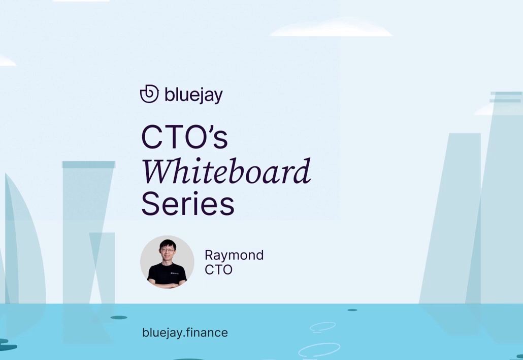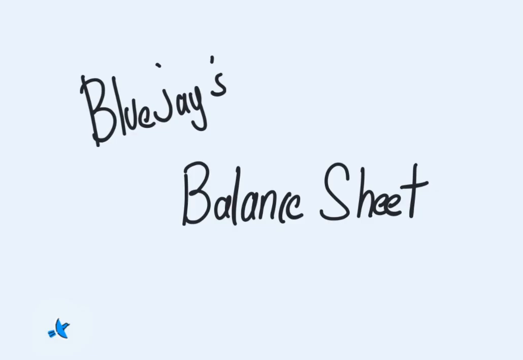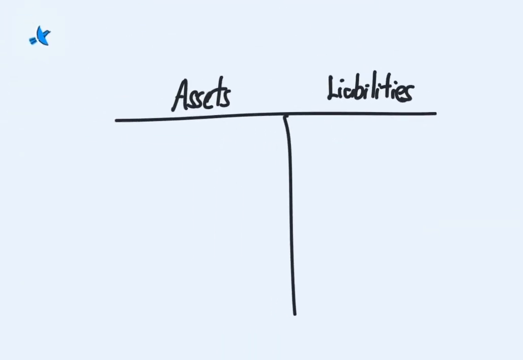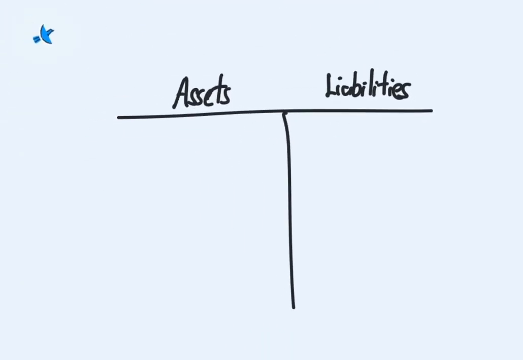In the previous video, you learned about analyzing a DeFi balance sheet. Now we'll put it to good use to learn more about Bluejay's balance sheet in this video. Similarly to before, we will have this T-shaped diagram where assets are on the left side and liabilities and equities are on the right side.